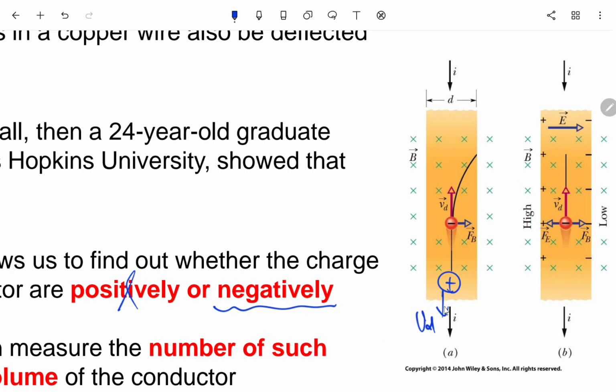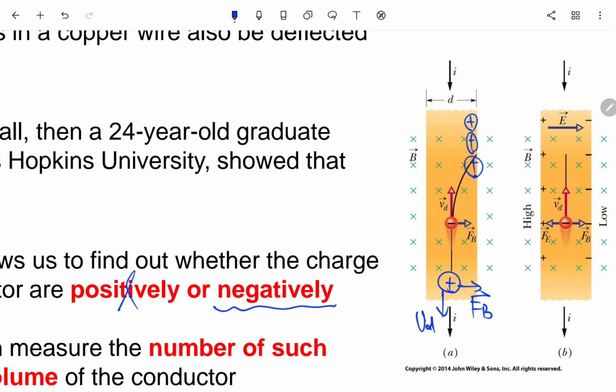So in this case, v cross B, where v is pointing downward and B is pointing into the page, is pointing to the right side. And this is a positive charge, which means that F_B is also pointing to the right side. In such a way, positive charge will accumulate on the right side.